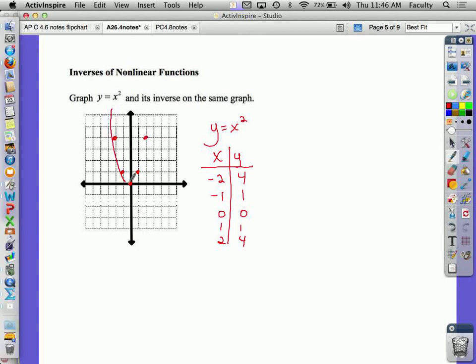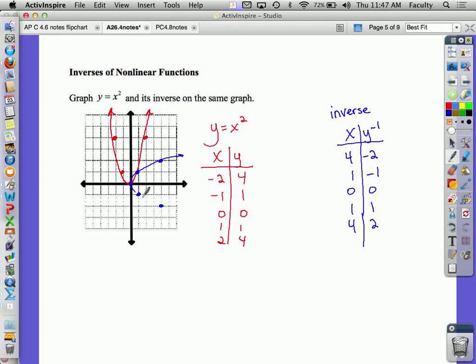So it's a parabola. The parent function with the vertex at 0, 0. The inverse, you are just going to switch the x and the y values. And then we're going to plot that. So this would be 4, negative 2, 1, negative 1, 0, 0, 1, 1, and 4, 2.